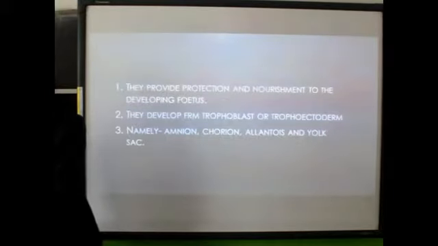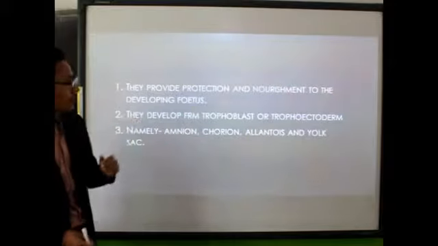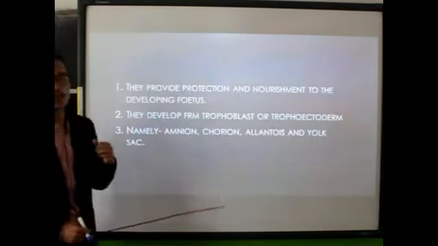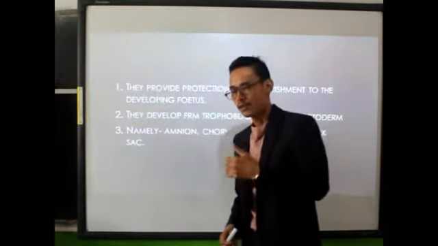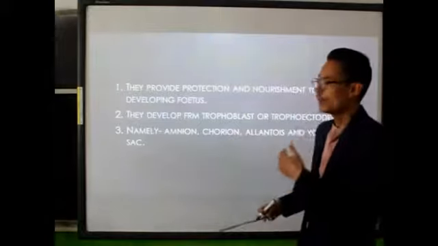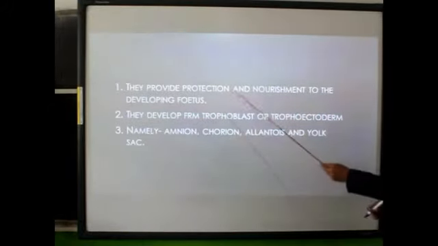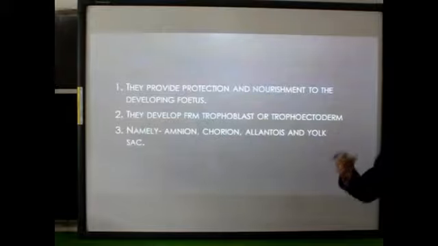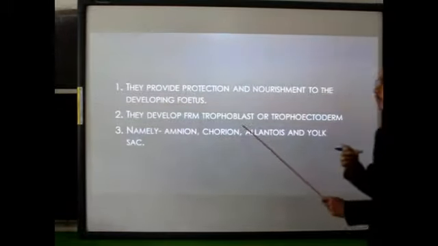So what are these membranes actually? This extra-embryonic membrane provides protection and nourishment to the developing fetus. That means these membranes are very essential for providing nutrition and protection to the developing embryo. Number two, they mainly originate from the trophectoderm or the trophoblast.